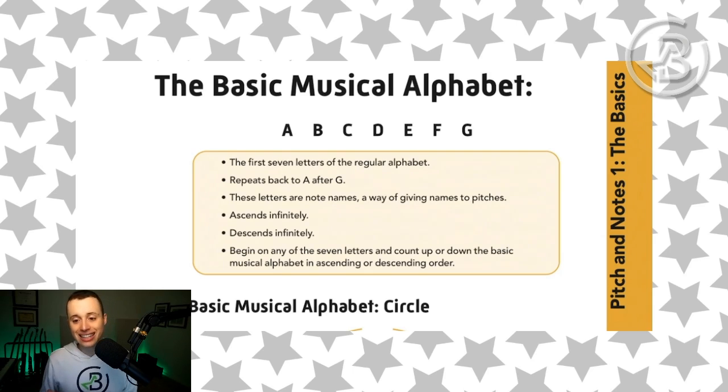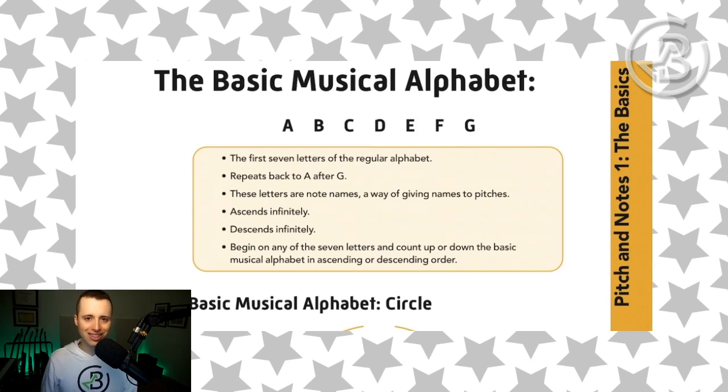B, C, D, E, F, G, A, B, C, D, E, F, G. You could start on G. G, A, B, C, D, E, F, G. Start on F. F, G, A, B, C, D, E, F. Like that. I will see you in the next lesson where we're going to explore a little bit more of the basic musical alphabet.